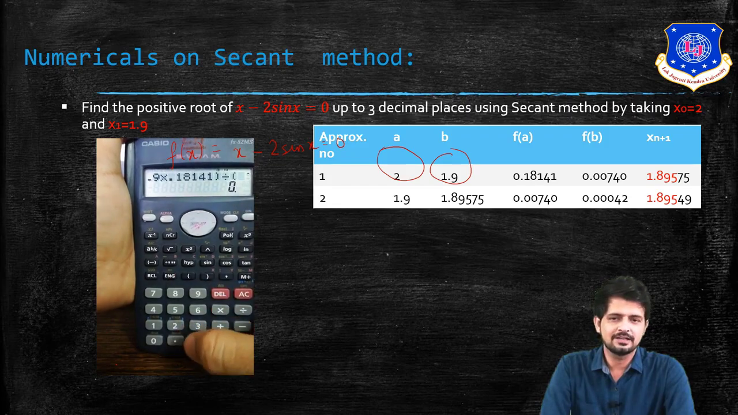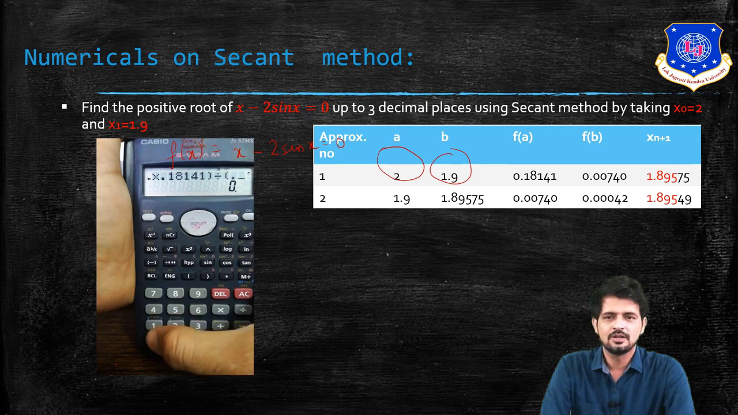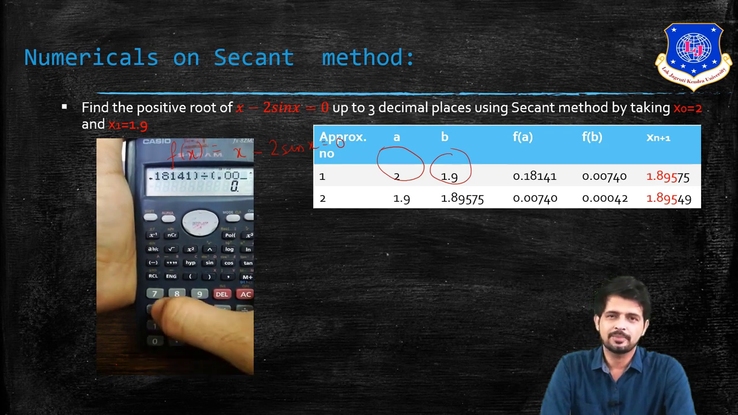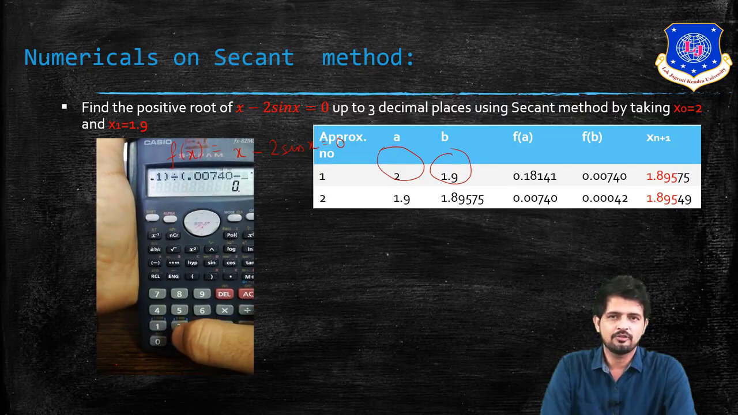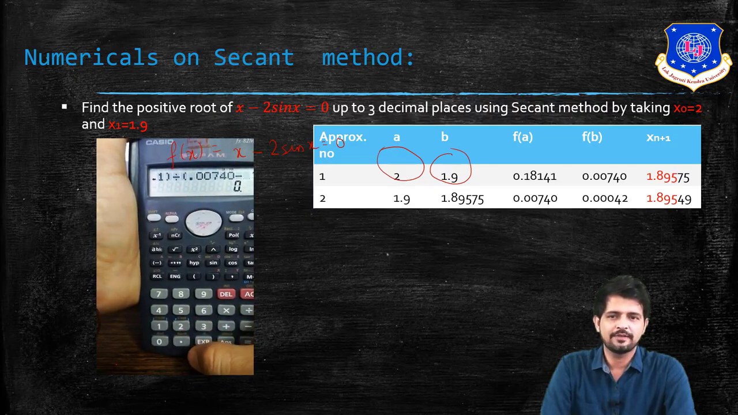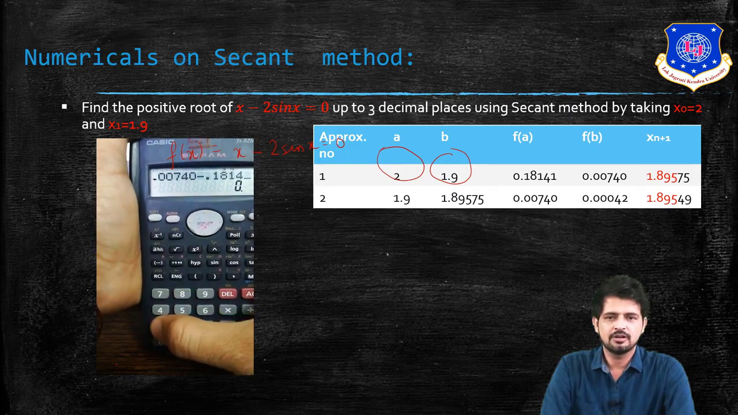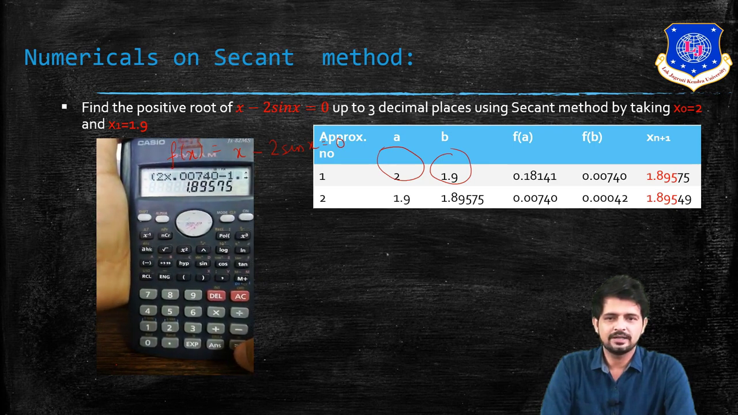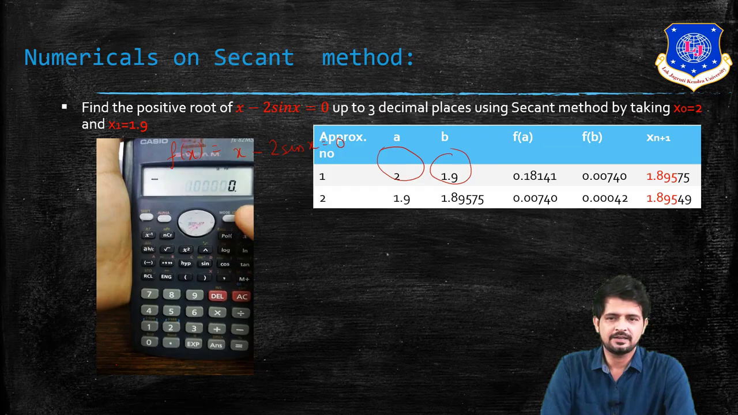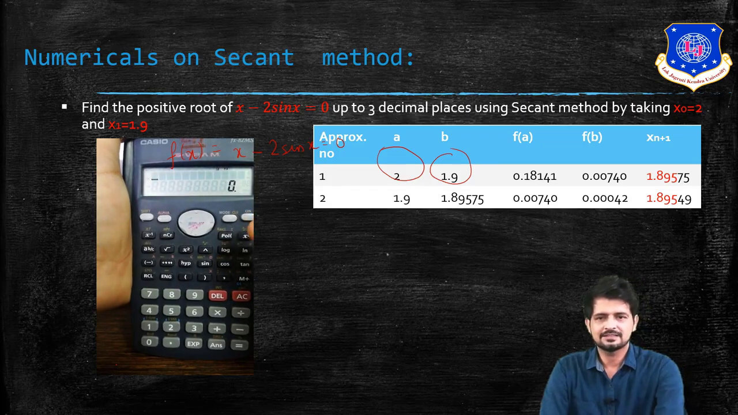That is also to be written in the bracket. So numerator is written in bracket and denominator is written in bracket. So by using the proper brackets, you can solve it in only one step. So we have written the value of f of B and f of A. So f of B minus f of A, that is 0.18141, bracket complete, equals to, this is our xn plus 1, 1.89575. Okay, what is our next step?